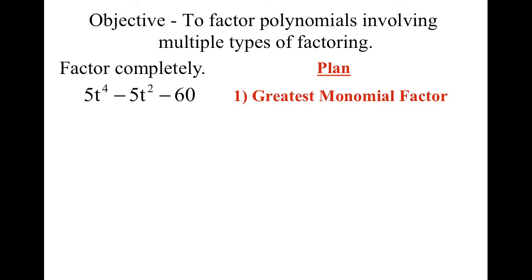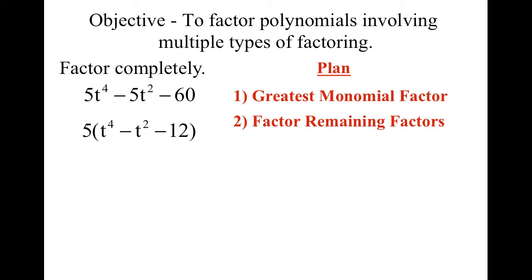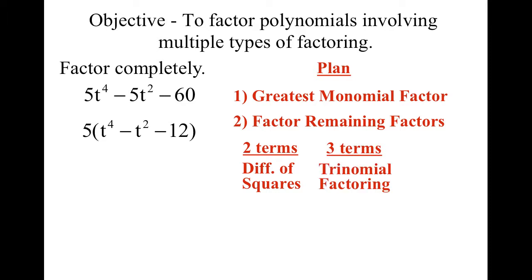When I pull out my 5, I'm now left with t to the 4th minus t squared minus 12. Now, with the factors remaining, here are our possibilities. If I have two terms left in my polynomial, I'm going to use my difference of squares. It has to be a difference of squares. If I have three terms, I can do the trinomial factoring either with or without the leading coefficient. And if it's four terms, I'm going to end up factoring by grouping.